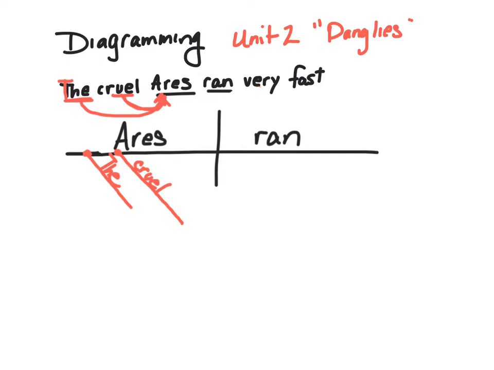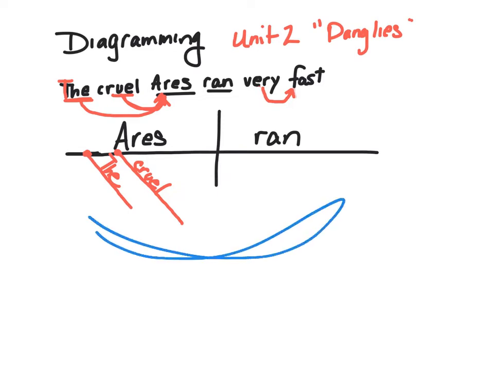Well, did he run kind of fast? Did he run sort of fast? Did he run blindingly fast? No, to all of those. He ran very fast. Very is describing what kind of fast he ran. So very is describing fast. It's going to have to dangle under fast. But if you notice, I don't have fast anywhere on the diagram yet, so I actually can't do that now. I've got to go ahead and diagram fast so that I can then diagram very.